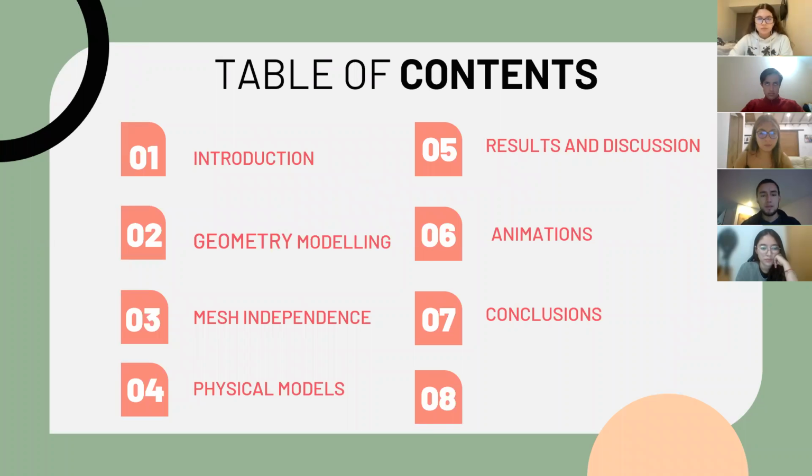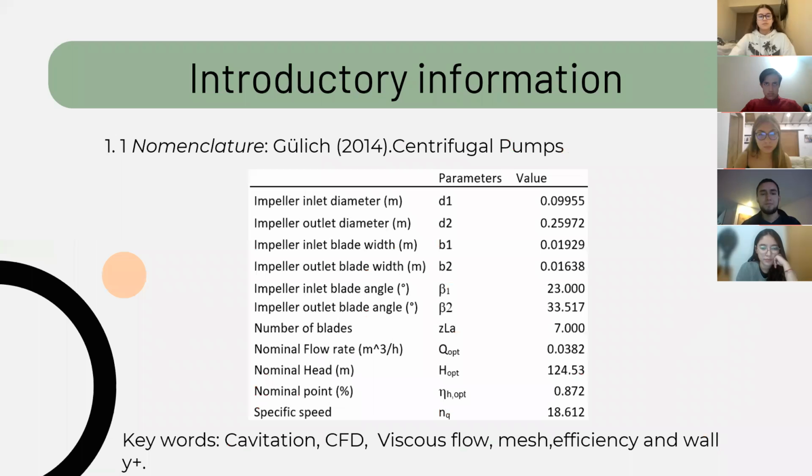Now we present the agenda of the day. First, introduction. Initially, it is very important to highlight that for the purpose of the calculations, values, parameters, and others, we use Gulich nomenclature. As we can see in this table, we have units in meters, Pascal, revolutions per minute, kilograms. Additionally, as keywords for the development of our project, we have definitions like cavitation, CFD, viscous flows, mesh, efficiency, and wall y+.